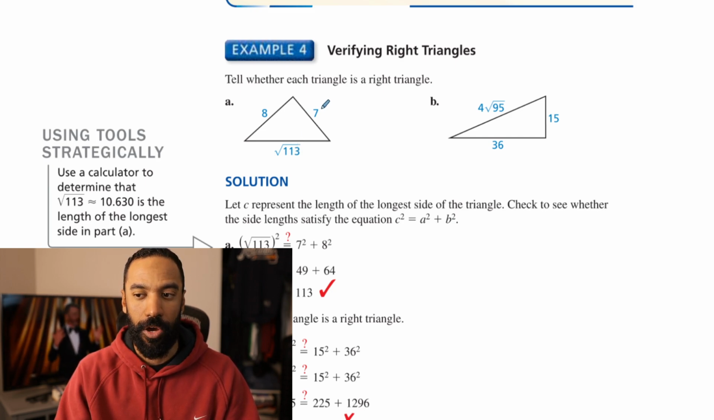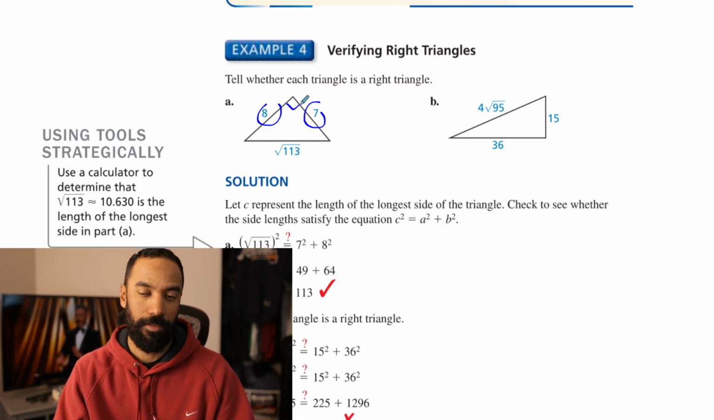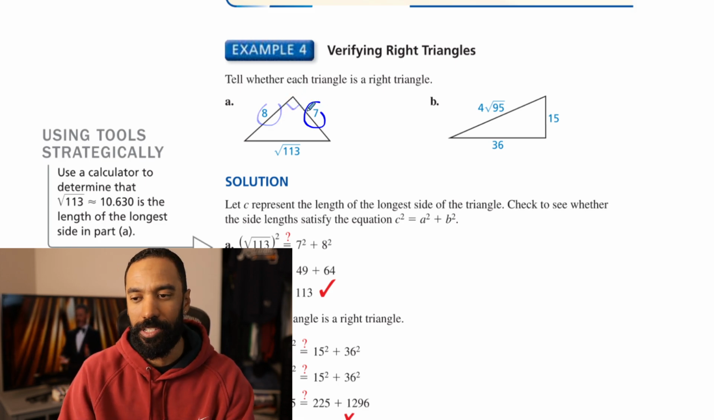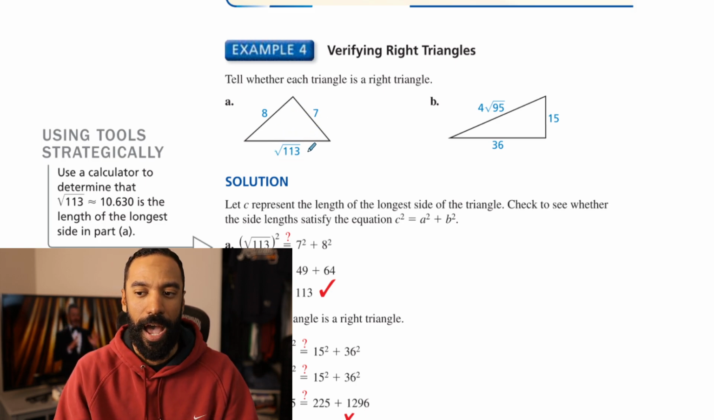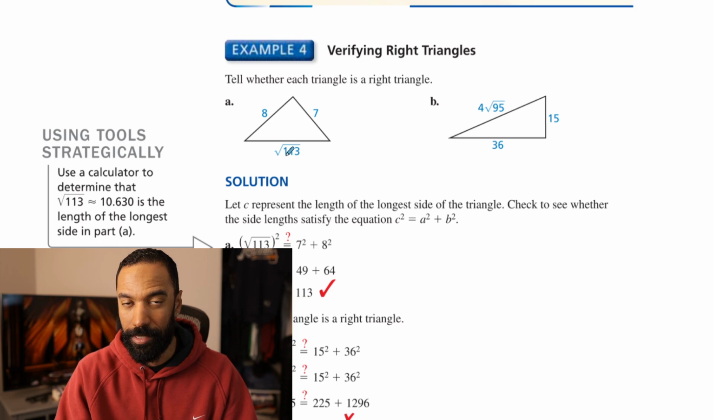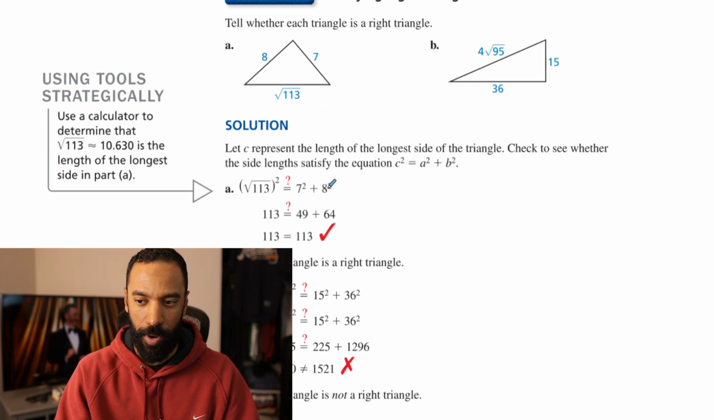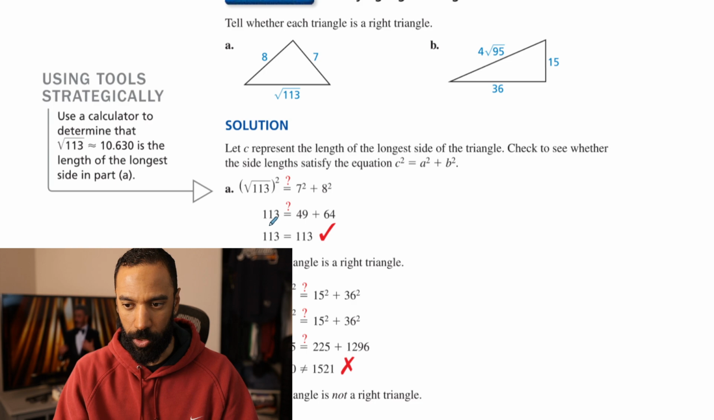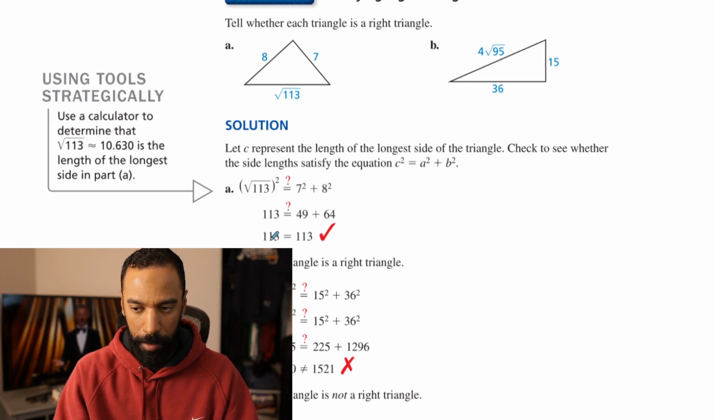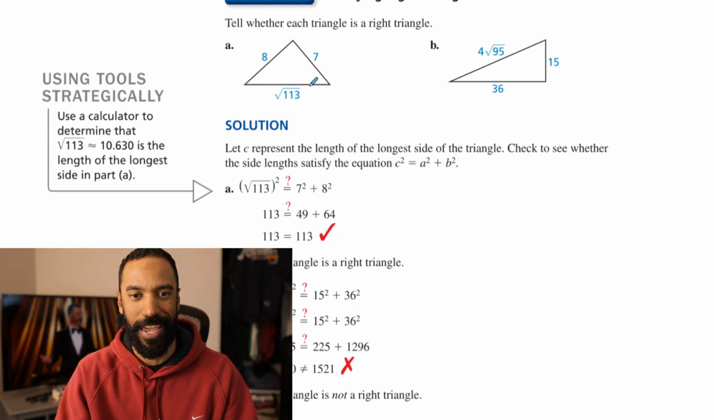Now, how did I know that I had to choose 7 and 8 here? Is it because this one looks like a right angle? Maybe, but 7 and 8 are also smaller side lengths than root 113. I know root 113 is more than 10 because root 100 is 10. So I've got to check those. 7 squared plus 8 squared is 49 plus 64, which is 113. Root 113 squared is 113. Because they both equal each other there, this is a right triangle.